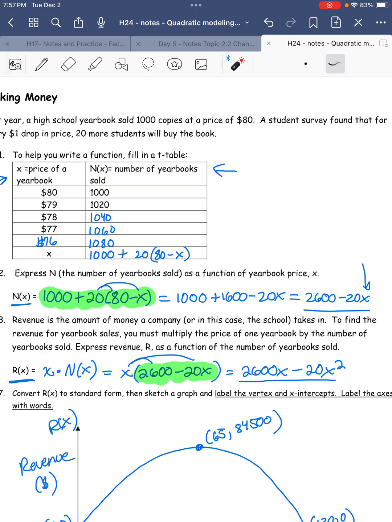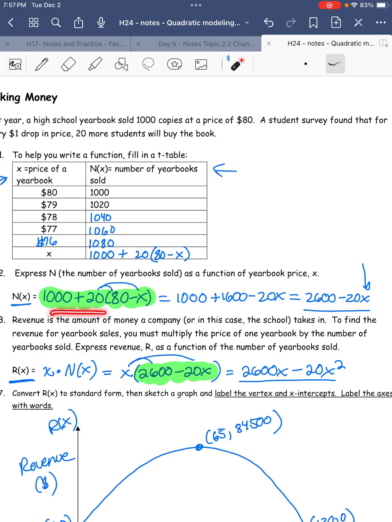So we talked about earlier, when you want the revenue, the money that you're bringing in, it is going to be the price, how much you're selling a book for, times the number sold, right? So it's going to be this times this. So your revenue is x, the price of the yearbooks, times the number that you sell, right? So we're going to take x and multiply by N of x. Now, I used my finished problem right here. So I did x times that guy right there.